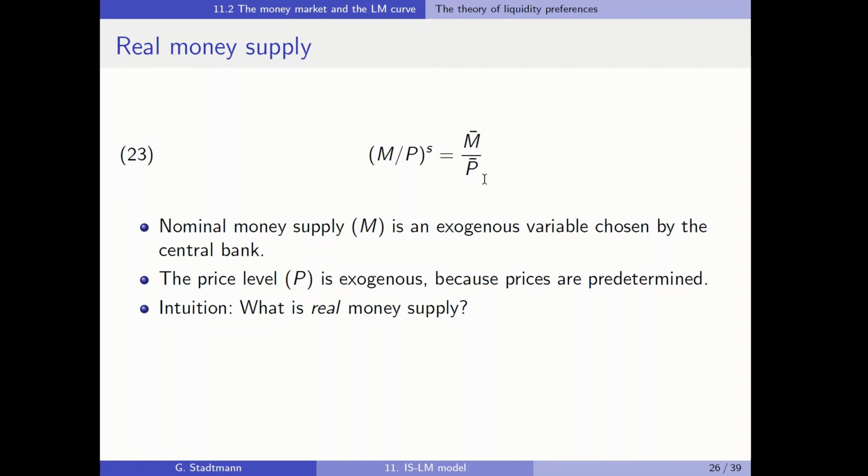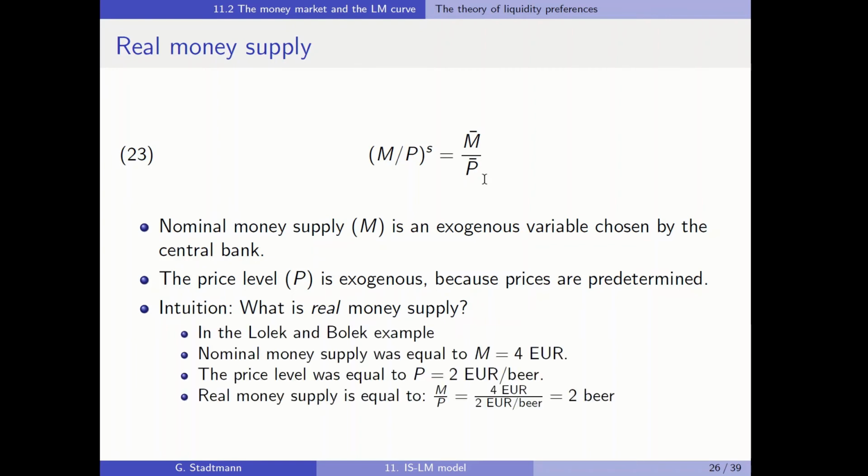Let's try to gain some intuition about what real money supply implies. In our LOLEC and BOLEC example, nominal money supply was equal to 4 euros. The price level was equal to 2 euros per beer. So real money supply in this example is equal to nominal money supply divided by the price level, 4 euros divided by 2 euros per beer, which is equal to 2 beers. The real money supply in circulation is large enough to buy 2 beers.